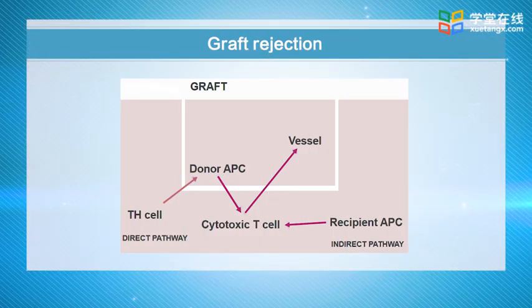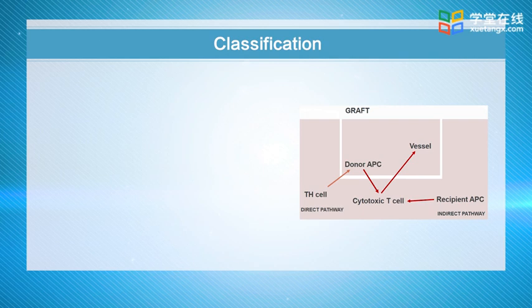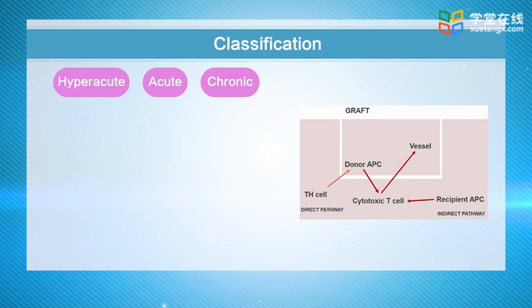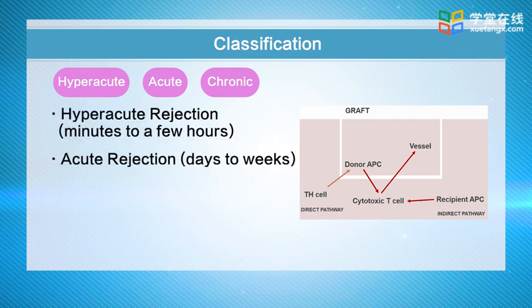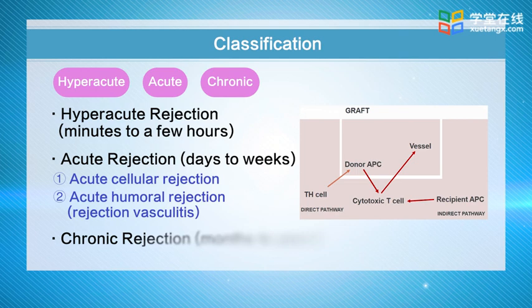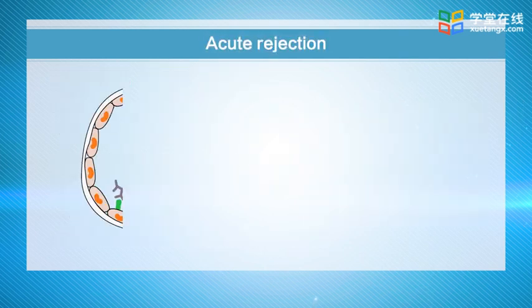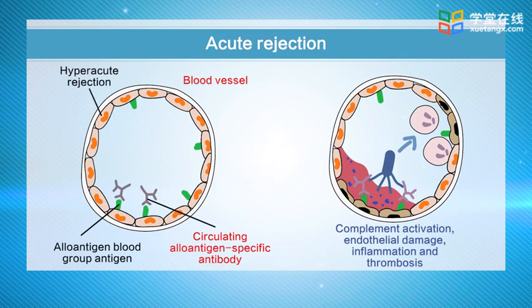This is a process in which T lymphocytes and antibodies produced against graft antigens react with and destroy the grafts. Graft rejection is classified into hyperacute, acute, and chronic on the basis of clinical and pathological features. First, hyperacute rejection occurs within minutes or hours after transplantation, resulting in rapid graft loss.